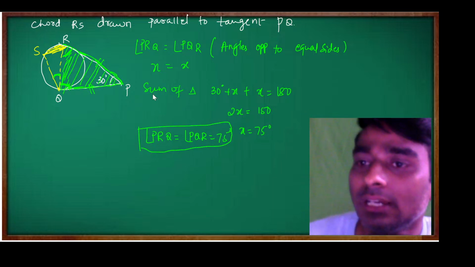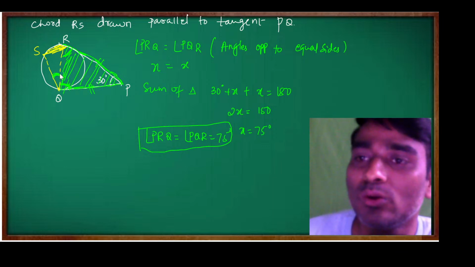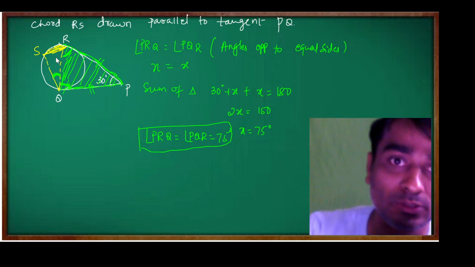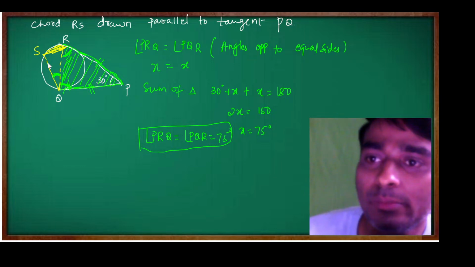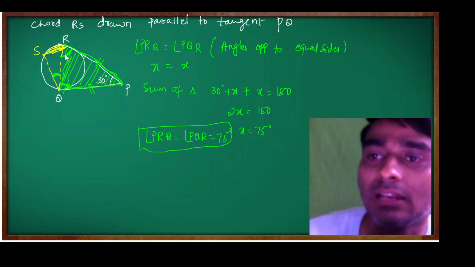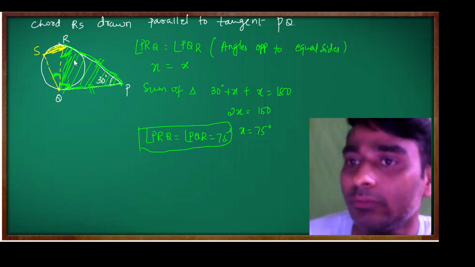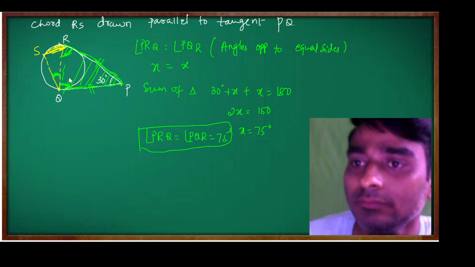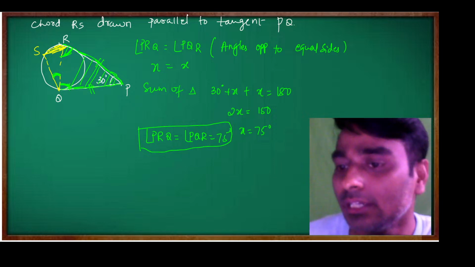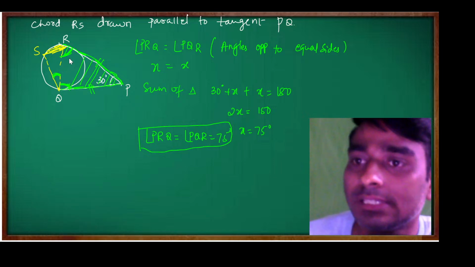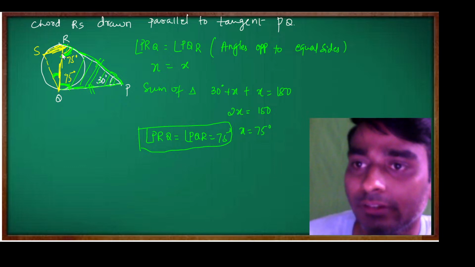One part is done. But we don't want this. We want this angle here. This yellow triangle is where we need to get into, because actually there we have our angle. Once we get this, it becomes easy. Now this is 75 degree and this is also 75 degree. I'll just write the values here.